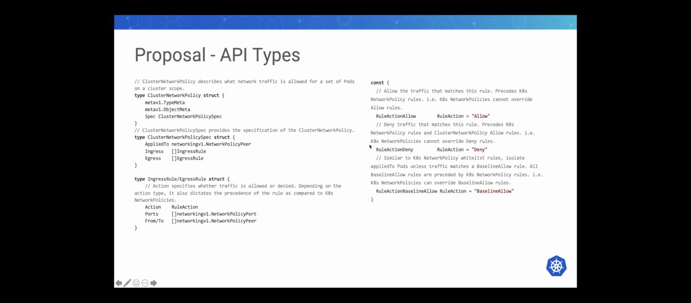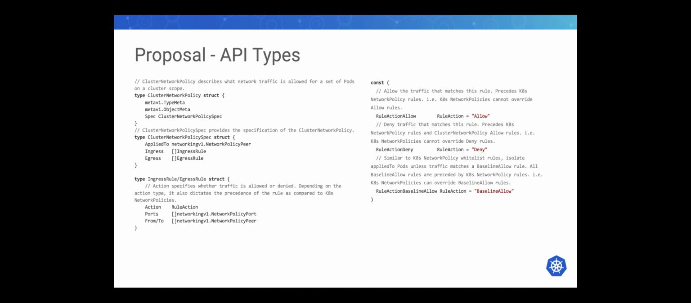On the other hand, an allow rule is as is. That is, there is no implicit default isolation of those pods. The traffic that is matched for this rule will be allowed. And if it doesn't match, then it falls through to the next set of rules. The other thing that is also worth noting is that an allow action will always precede any Kubernetes network policy rules. So basically, the allow action will be evaluated first.